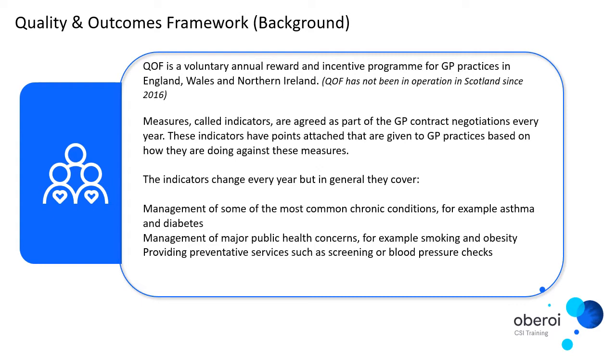These indicators have points attached to them that are given to GP practices based on how they're doing against these measures. The indicators change every year slightly, but in general they cover management of some of the most common chronic conditions, for example asthma and diabetes, and management of major public health concerns, for example smoking and obesity, and providing preventative services such as screening or blood pressure checks.